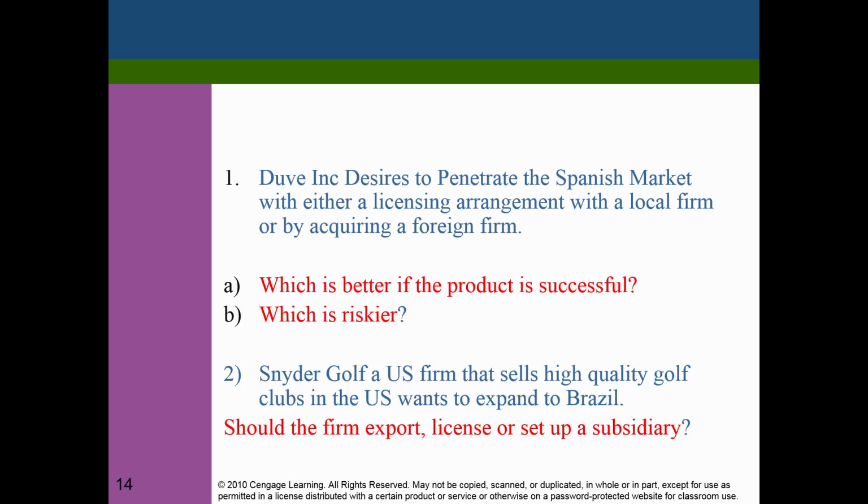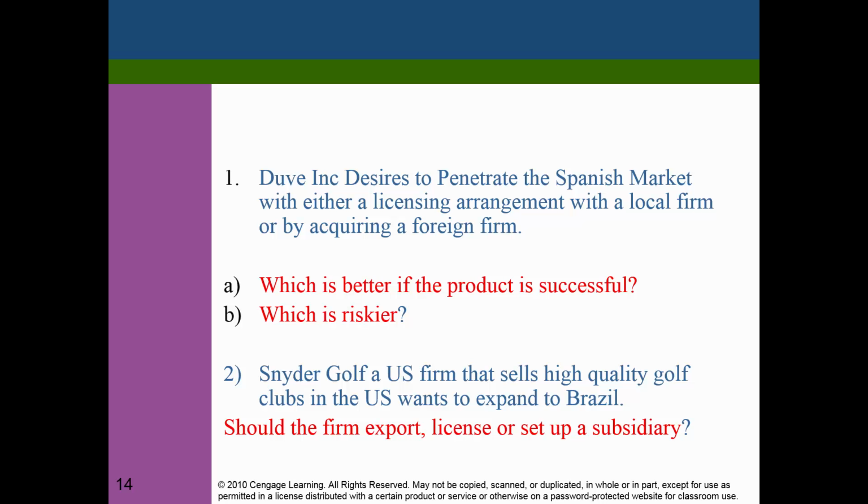So we want to talk about some of the examples we have here. The first one, Dewey Incorporated decides to penetrate the Spanish market with either a licensing arrangement or by acquiring a foreign firm. Which is better if the product is successful, which is riskier? So what we find here is that in this case, if the product is successful, you are always better off by acquiring a foreign firm.